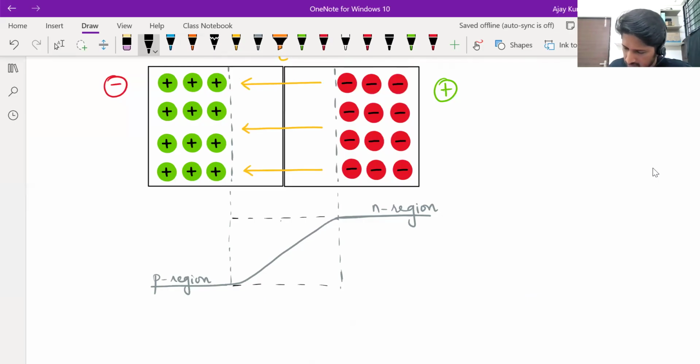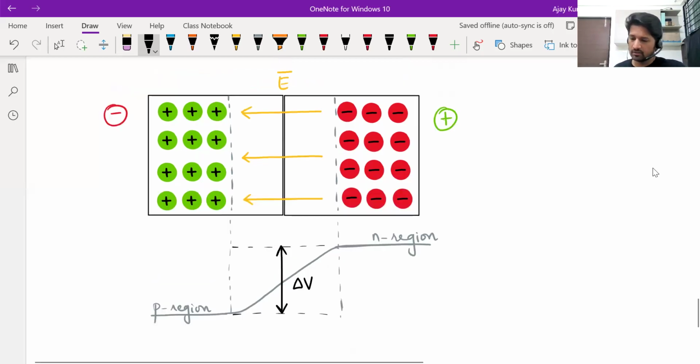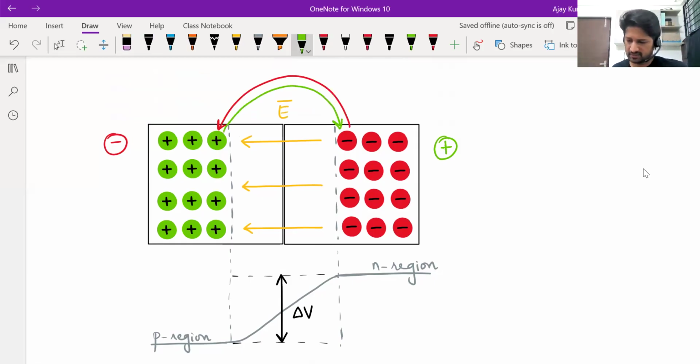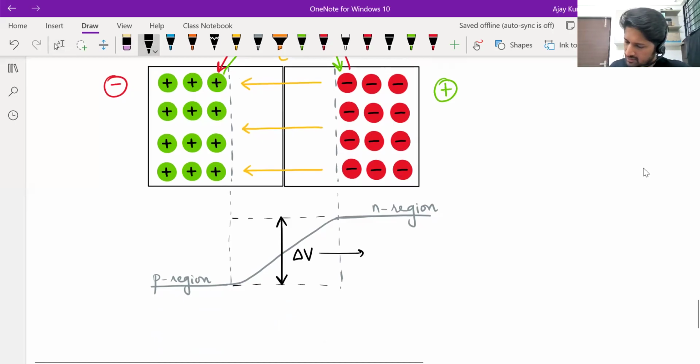Now, electrons diffuse from the N side to the P side due to the charge carrier concentration difference. They diffuse from N to P. Holes diffuse from P to N. So if an electron has to come from the P side to the N side, it has to overcome this potential difference. Same with the hole also. If an electron wants to go from the P side to the N side, it has to overcome this potential difference. Okay. So this delta V is called the potential barrier.